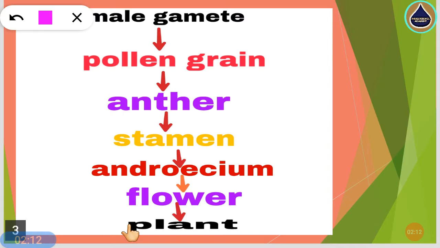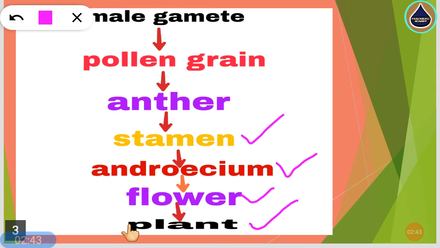So to know where the male gamete is and how it is found, we go from the bottom. The plant body is there. In the plant there is a flower. In the flower there is the male reproductive part that is called androecium, and the single unit of the androecium is called stamen.